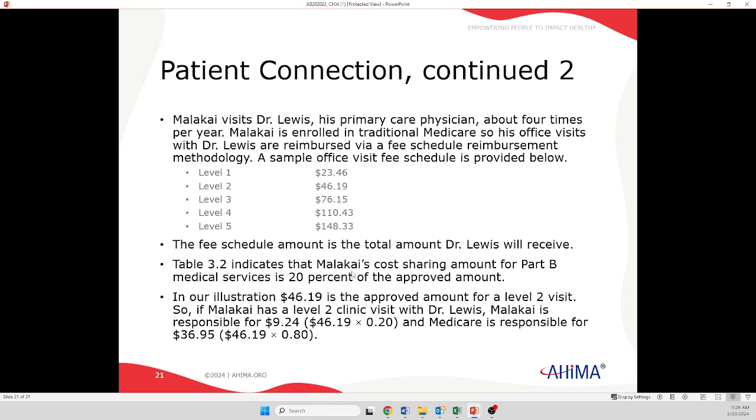Table 3.2 indicates that Malachi's cost sharing amount for Part B is 20%. So the doctor was a level 2 visit. They charged 46.19. Had a level 2. How much are they responsible for? There's that 46.19 times that 20%. And Medicare is responsible for the 80%. So that's what's called an 80-20 split. We did some of those in our previous.